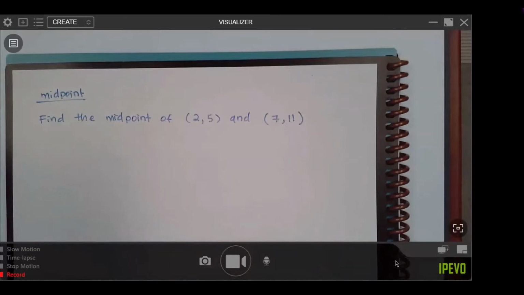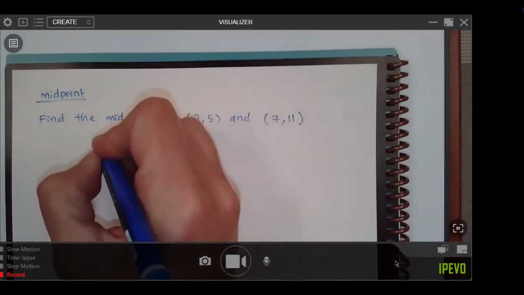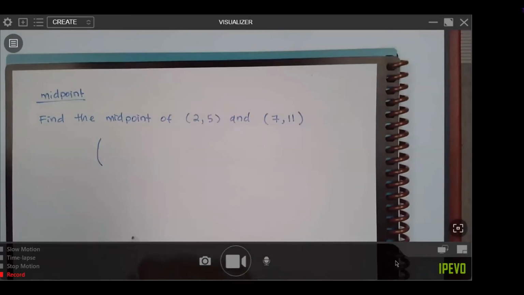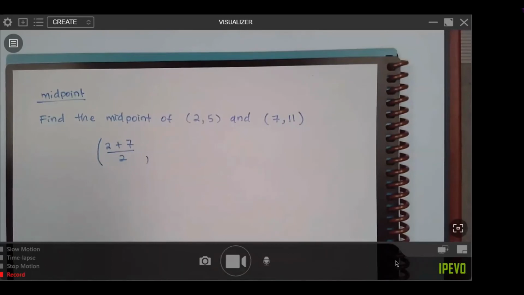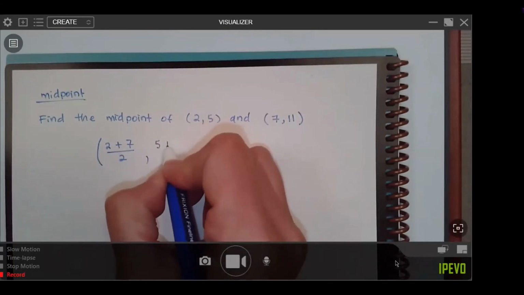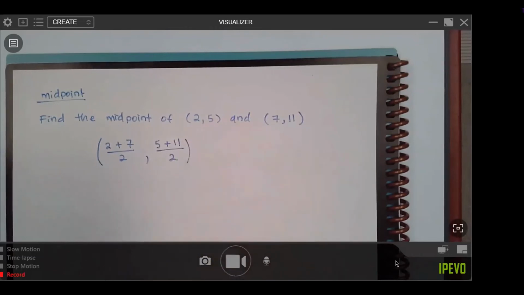The idea is that if I have two numbers, one way to find the midpoint is to take their average, or to add them up and divide by 2. And when we're finding the midpoint, we're just doing that twice. We're doing it once for the x values and once for the y values. It's not terribly exciting. So the x value for my midpoint in this case would look like 2 plus 7 divided by 2. And the y value for my midpoint would look like 5 plus 11 divided by 2. Cool, I'm done.